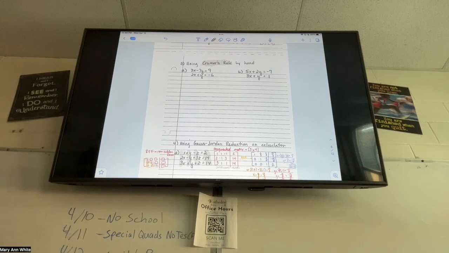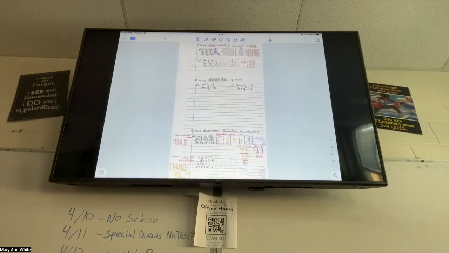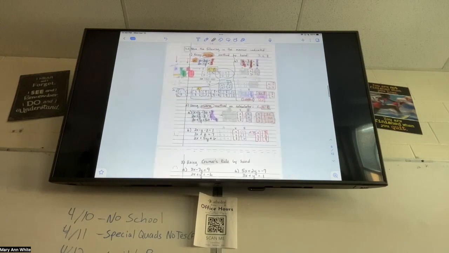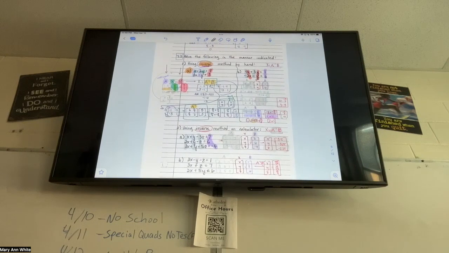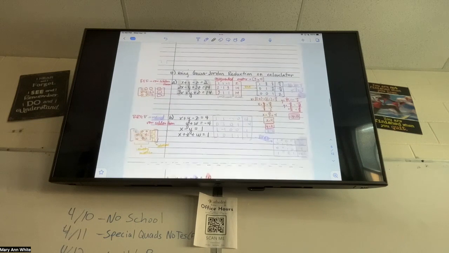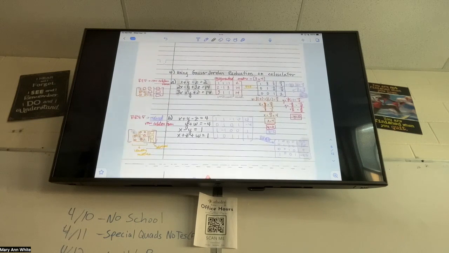Methods that we learned and that were just on our quiz are substitution and elimination. Things that we haven't gotten quizzed on, but we do know how to use, are the inverse method, and then we also did this Gauss-Jordan reduction, which I also called REF, which is row echelon form, and RREF, which is reduced row echelon form. So we're learning a bunch of different methods on how to solve this, and you need to be able to adjust based on what I ask of you.